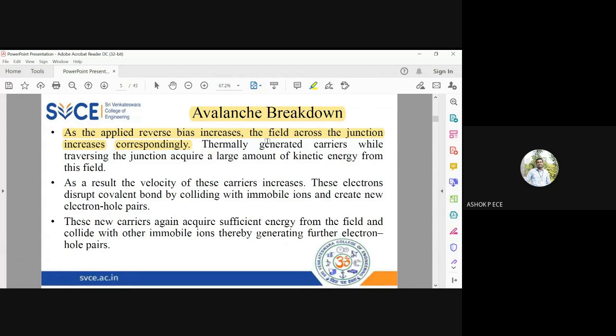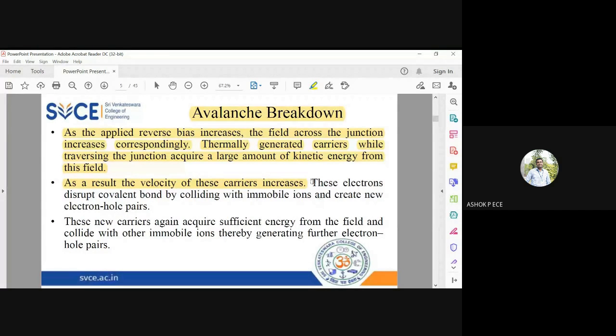If I apply a reverse bias voltage, the electric field is set up strongly across the PN junction. So what happens is the thermally generated carriers, while traversing the junction, acquire a large amount of kinetic energy from this field. Since the electric field is constantly supplying energy, when the carriers cross the junction they acquire energy from it. So when they have more energy, they can move faster, and the velocity is going to increase.